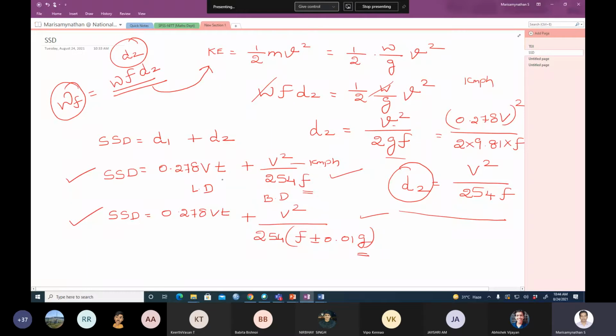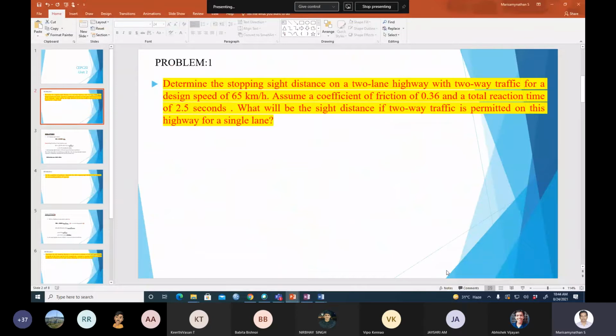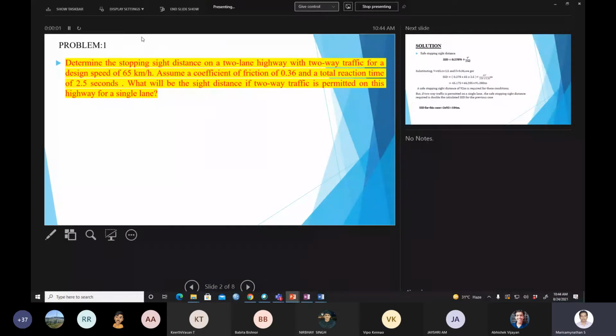Also for the stopping sight distance, we know the reaction time is 2.5 seconds. Mostly the problem won't give it for the stopping sight distance, so you directly apply it in case it is not given in the problem. As per the IRC standard, the reaction time for the stopping sight distance is 2.5 seconds. Accordingly you can apply it. So this is with respect to the stopping sight distance. Very quickly we can cover simple problems on stopping sight distance.